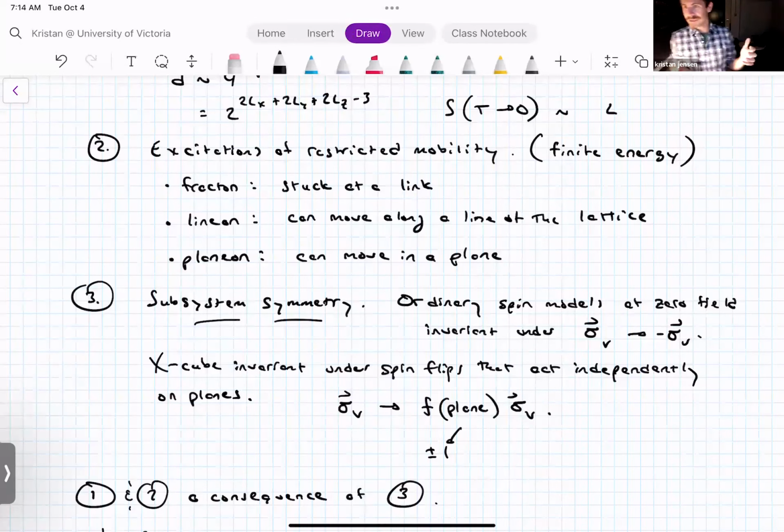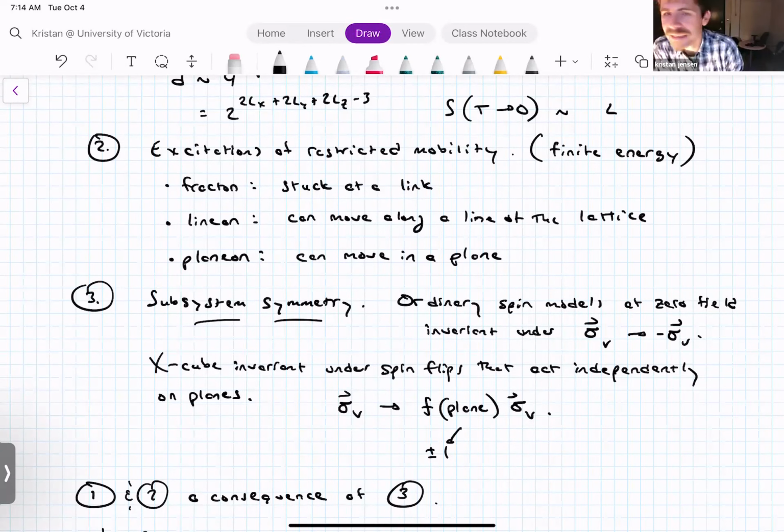So what you can do is, imagine fixing a plane of the lattice, take all the spins on that plane and flip them while leaving everything else alone. That is the symmetry of this Hamiltonian. It's kind of like gauge symmetry in the sense that it's a local symmetry. It's not a gauge symmetry, that's the wrong way of thinking about it, but it's a symmetry that acts much more locally on degrees of freedom than we're used to.